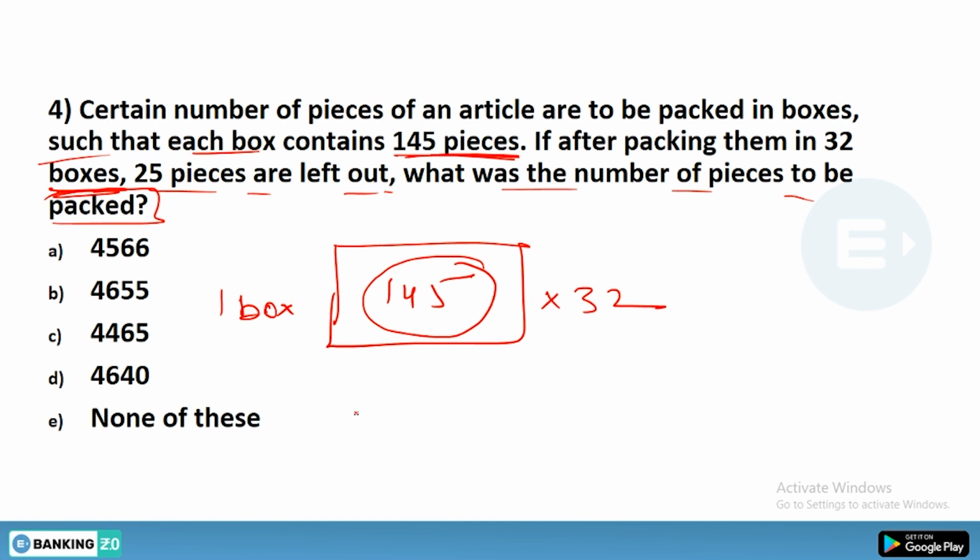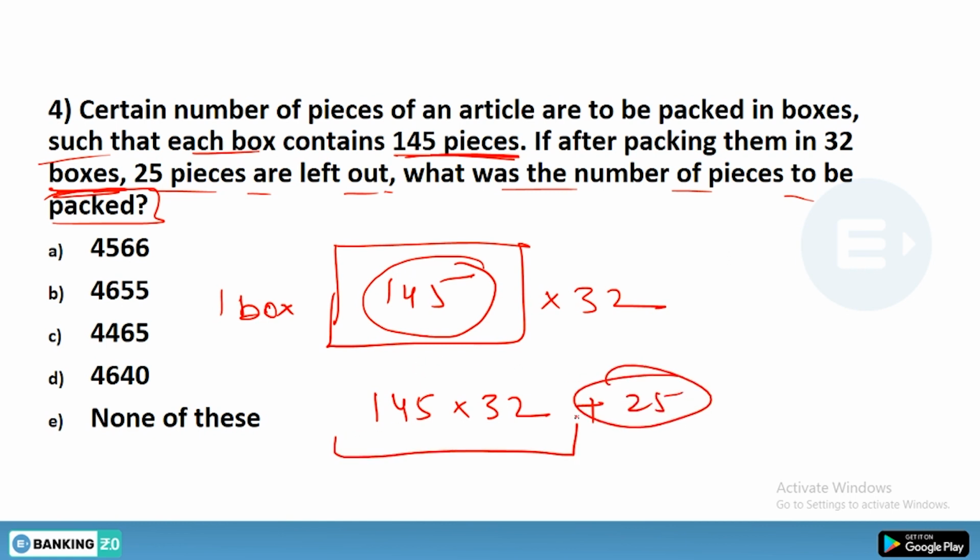Had they asked you about how many pieces were left, or how many pieces there were when we were packing, then what you would do is multiply 145 with 32 and then add 25. But in this case, you will just multiply 145 with 32 and you'll get the correct answer.